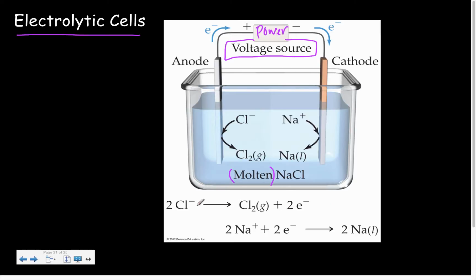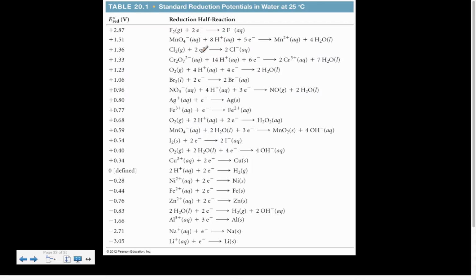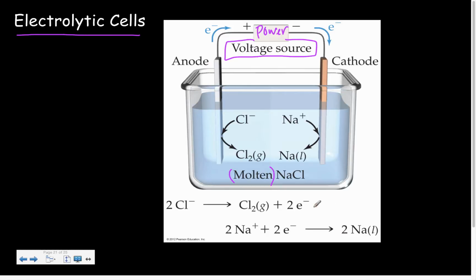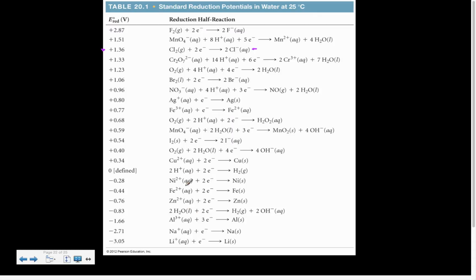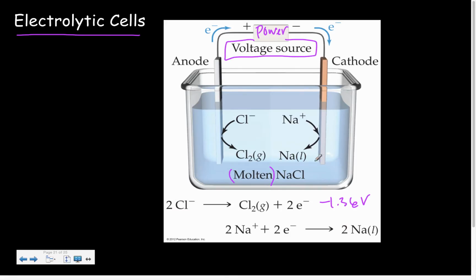So here are our reactions. Chlorine negative to chlorine gas. Let's see what that energy is. If we look here, that energy is going to be negative 1.36, so negative 1.36 volts. Sodium plus to sodium liquid. Sodium plus, we're going to use this as a good approximation, is negative 2.71.